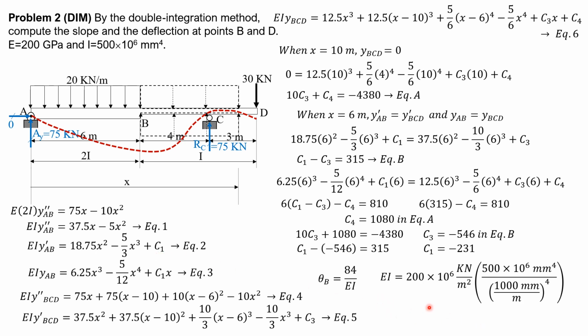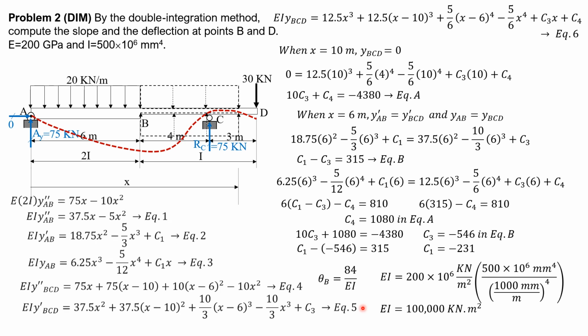And the value of EI is 200 times 10 to the 6. This is gigapascal, so 200 times 10 to the 6 kilonewton per meter square. Moment of inertia, let's convert this to meter to the fourth. So 500 times 10 to the 6 mm to the fourth, and divided by 1000 mm is 1 meter, so quantity raised to fourth. So EI will be equal to 100,000 kilonewton meter square. So that's the value of EI.